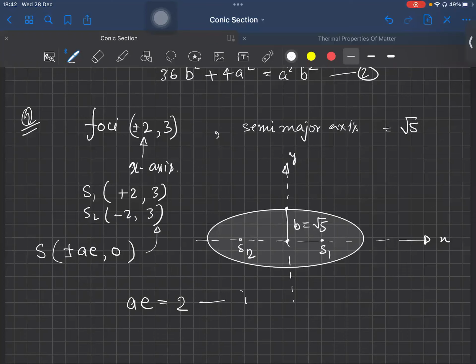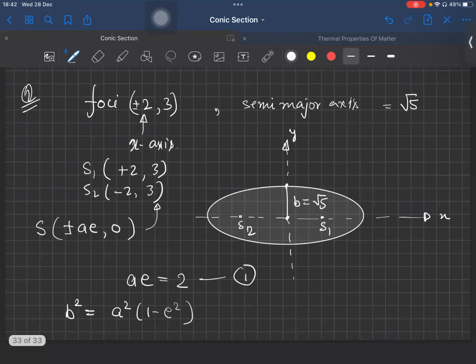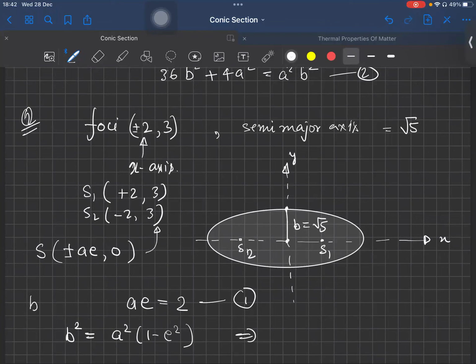Let's say this is equation number 1. We know B square is equal to A square times (1 minus E square). And we know the value of B, right? So can we substitute B here? B is root 5. So A square into (1 minus E square) is equal to 5, isn't it? So this is equation 2. Solve 1 and 2, find the value of A and E. 2 equations, 2 variables. How will you solve it?